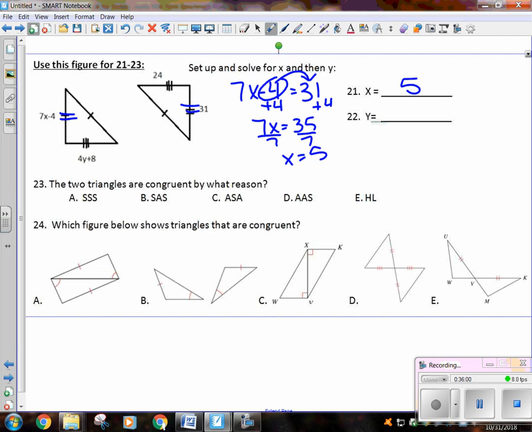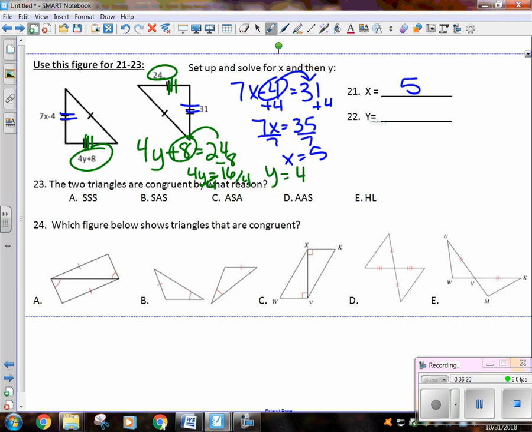All right. Now, the 2 mark side matches 2 marks. This one has 3 marks. This one has 3 marks. So 4y plus 8 should match up to 24. Take the 8 over here and subtract. 4y is equal to 16. Divide by 4. I think y is equal to positive 4.